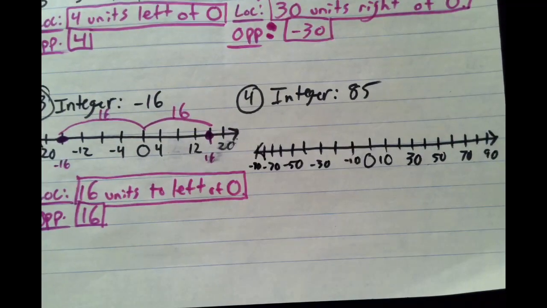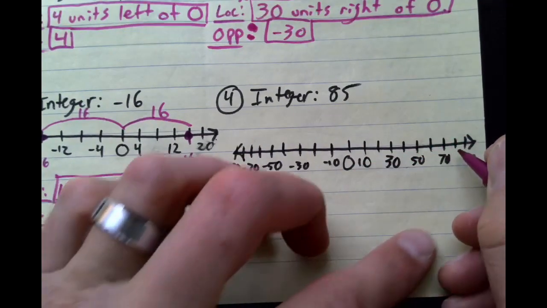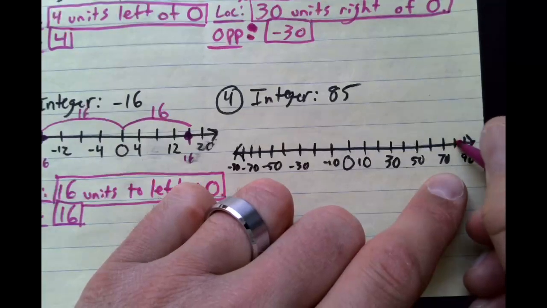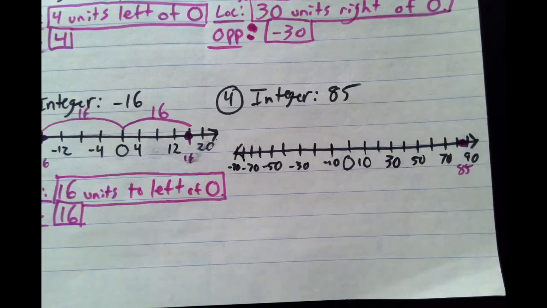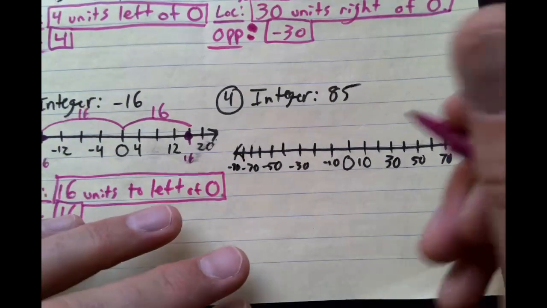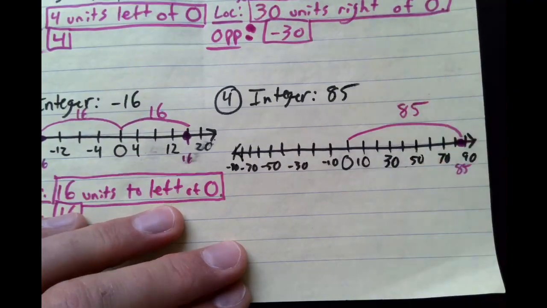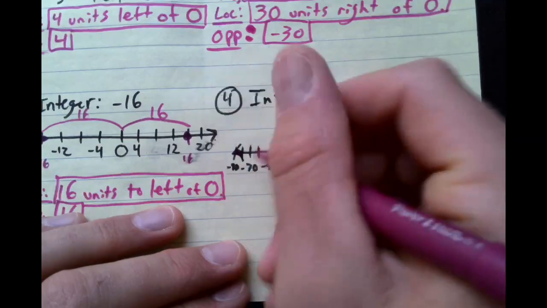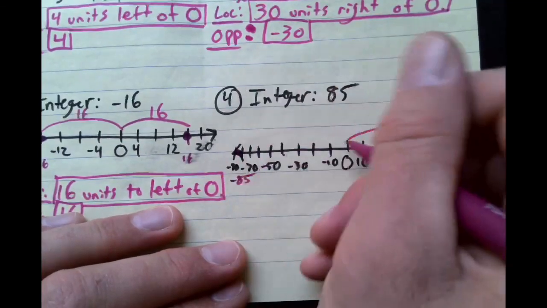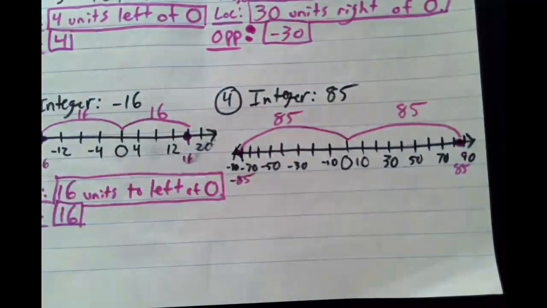And then step 1 is just to plot on the number line. So 85 is positive. So we go up 10, 20, 30, 40, 50, 60, 70, 80, and 85 is right in the center, right in the center between 80 and 90. Then draw your arc. We know that's 85 units. And the opposite would be negative 85. There's negative 85. Go ahead and draw your arc. We know that's 85 units from 0 as well.